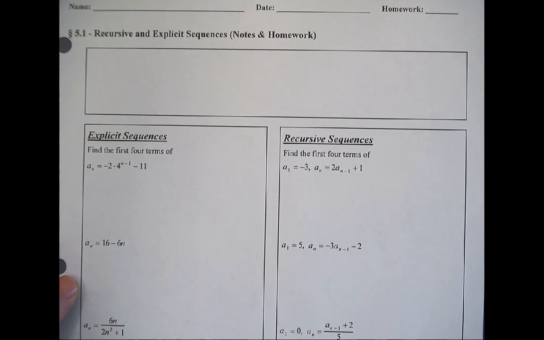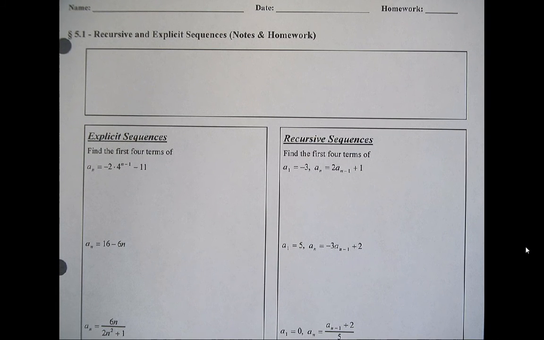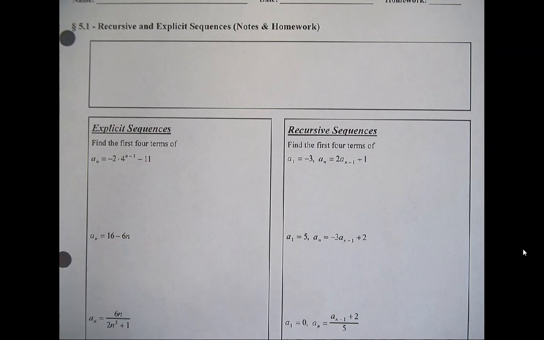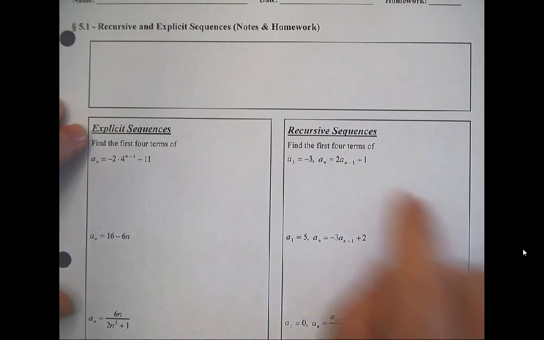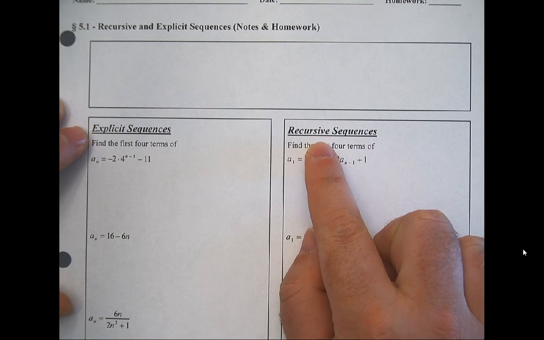Hey folks, today's topic is recursive and explicit sequences. So just a quick reminder of what a sequence is. It's just a list of numbers. We're going to get into these things called series, where we take the list of numbers and add them up. But today we're just talking about what sequences, just a list of numbers, are. We're going to get into two styles of sequences, explicit and recursive.